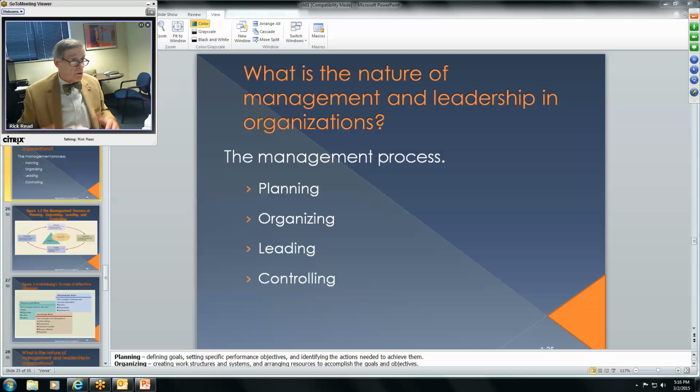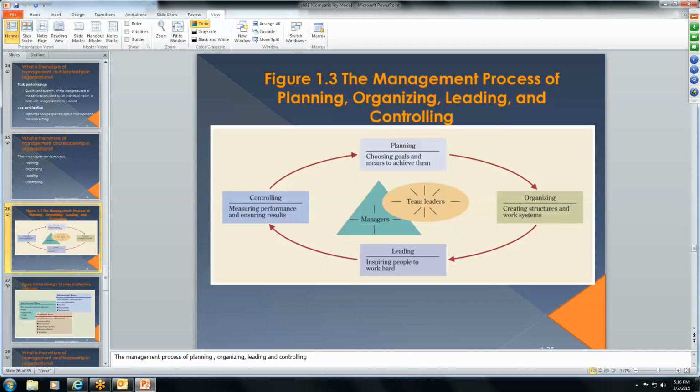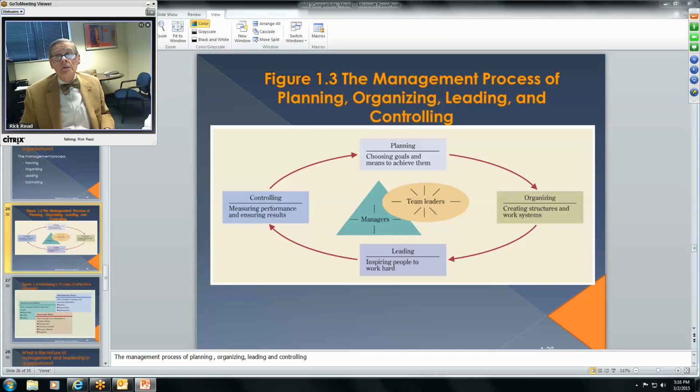And this is the figure I was speaking about in the text. Notice you have two people, managers and team leaders. They are a little bit different, although sometimes a team leader can take over some of the functions of management. Usually a manager is not a team leader because of the differences.